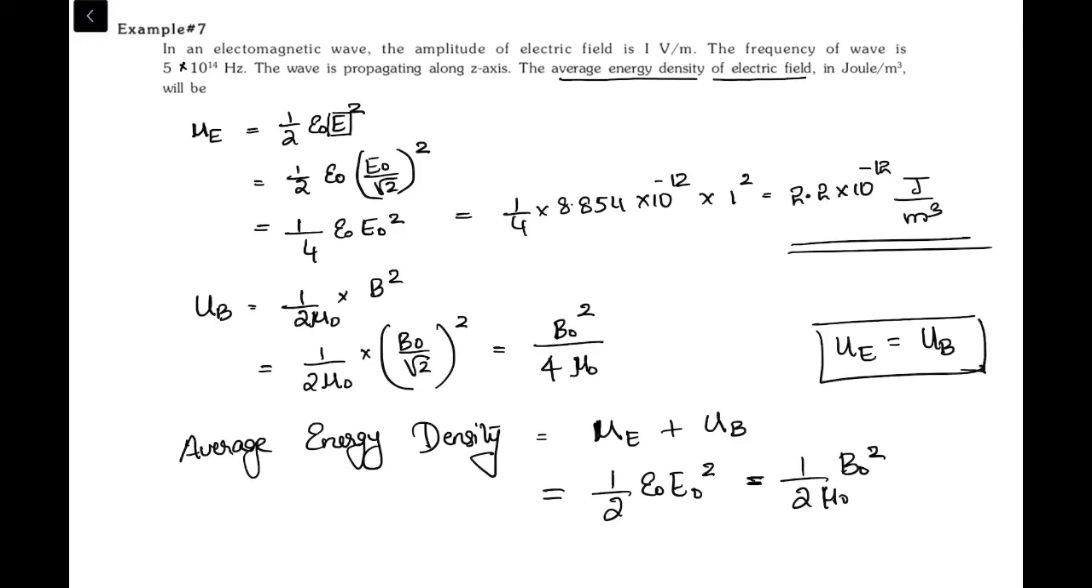So once you calculate the average energy density, you have to calculate the sum of these two. But at the same time, the average energy density due to electric field and the average energy density due to magnetic field are the same. So you get the sum as half epsilon 0 E0 square, or 1 by 2 mu 0 B0 square. Remember the unit: joule per meter cube is the unit of average energy density.